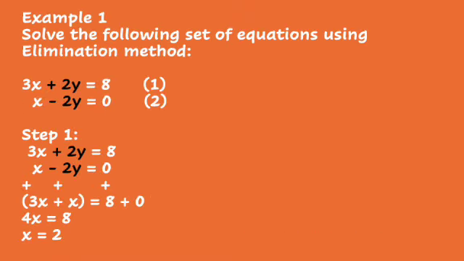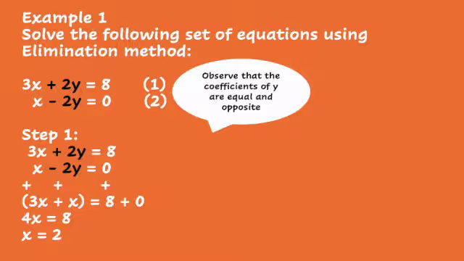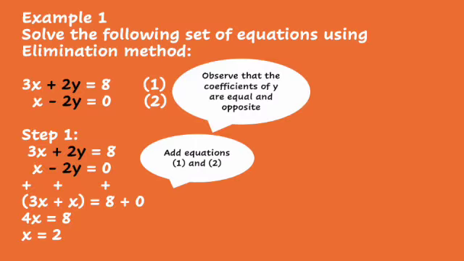Consider the first example here. We have 3x plus 2y equal to 8 and x minus 2y equal to 0. Just notice that the coefficients of y are equal and opposite. So we simply need to add the equations to get rid of the y variable, because plus 2y and minus 2y will get cancelled. When we add equations 1 and 2, plus 2y and minus 2y get cancelled. So we are left with 3x plus x equal to 8 plus 0.